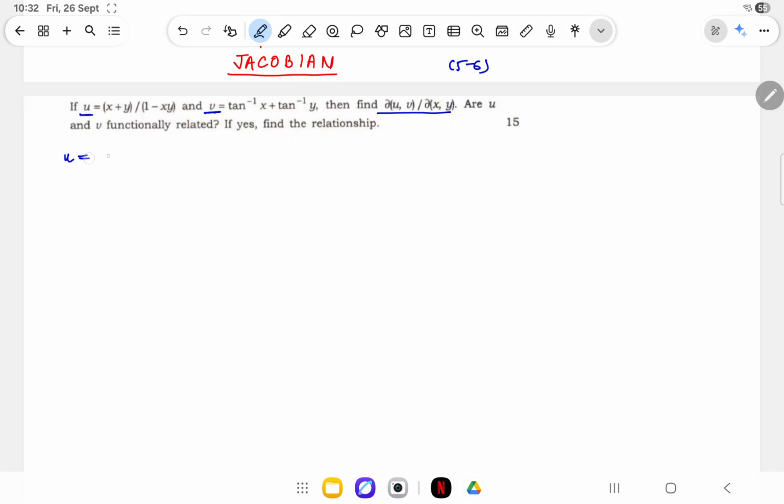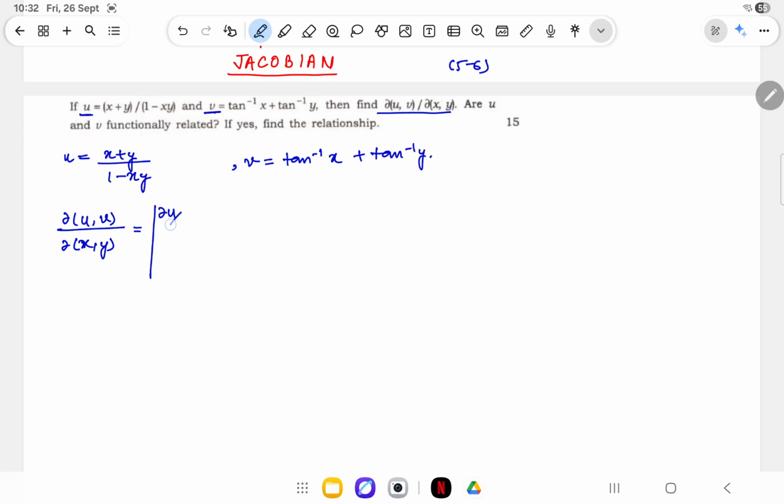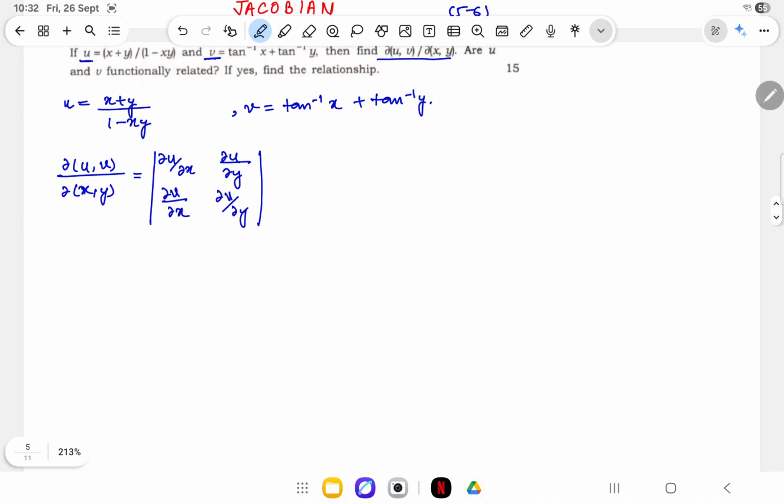So they have given us u as (x plus y) divided by (1 minus xy) and v as tan inverse x plus tan inverse y, and we are supposed to calculate ∂(u, v)/∂(x, y), and it will be equal to the determinant with ∂u/∂x, ∂u/∂y, ∂v/∂x and ∂v/∂y. So let's calculate each of the partial derivatives one by one, and then we'll substitute it in here. Let's name it as 1.